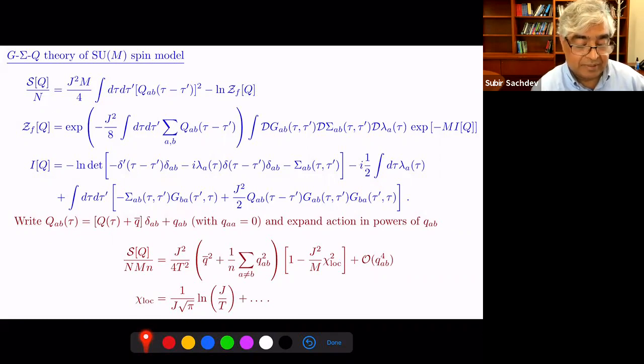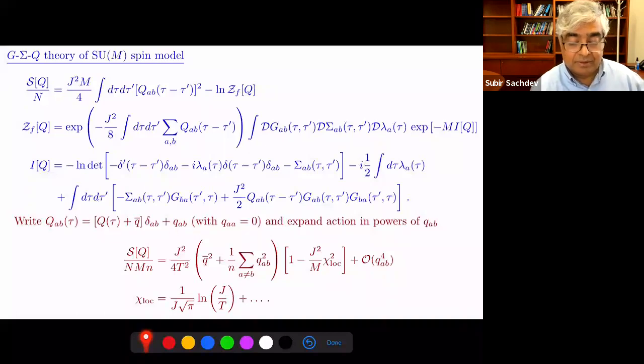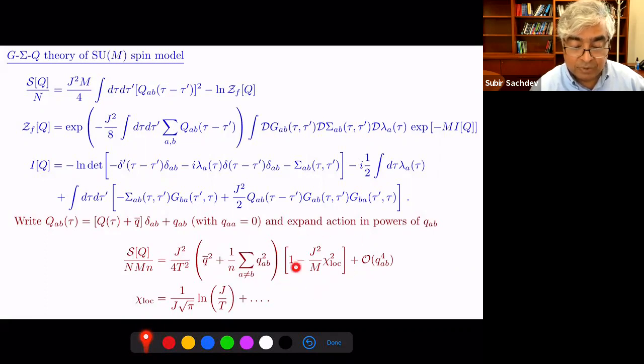In particular, the off-diagonal components are 0 to begin with, so we add some off-diagonal component. And then we just expand this in a 1 over M expansion, or actually not even 1 over M, in powers of QAB. So at order QAB squared, this is what you get. You get a QAB squared times this factor. This 1 just comes from this bare term, and all of the work was to get this term here. So this is the correction.